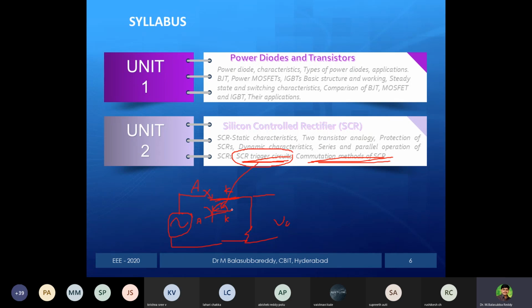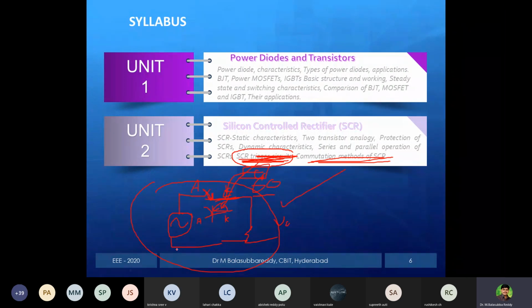You have to give the signal: at 30 degrees you must close the switch, or at 60 degrees you close the switch. Like that, an additional circuit is required to make the device conduct. There are two circuits here. One circuit is this, which I call the power circuit, and to fire the device we need a control circuit, the triggering circuit. From this circuit we pass the signal to the gate, saying that at this instant of time you close the switch. At that point of time only our switch is going to close, and you will get the output.